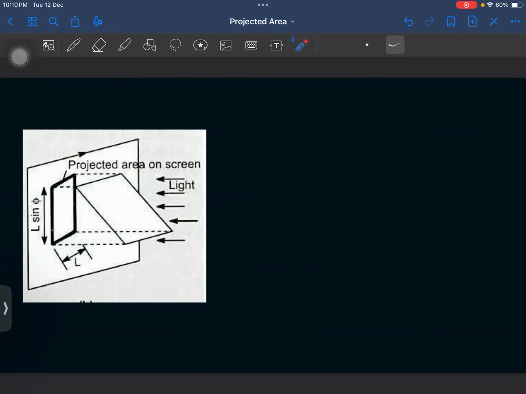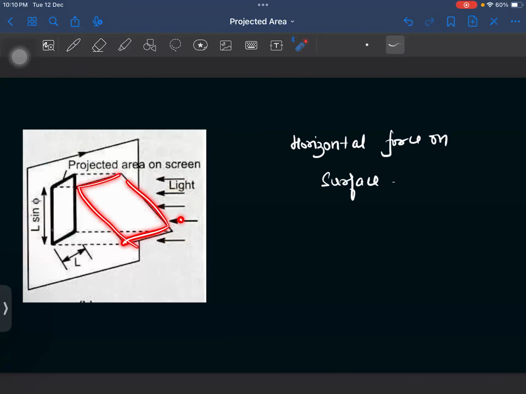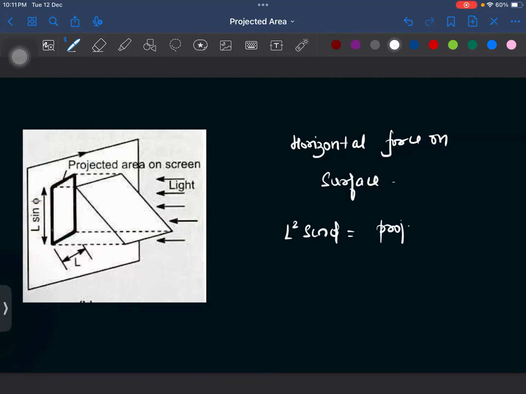Now, if we want to find out just the horizontal force on a surface, imagine a horizontal light ray on this slant surface. Now, what kind of shadow will this horizontal light ray produce on a vertical wall? It will produce an area just like this. So this is called the projected area of this particular slant surface. The area of this projected wall is L square sine phi. So this is known as the projected area.